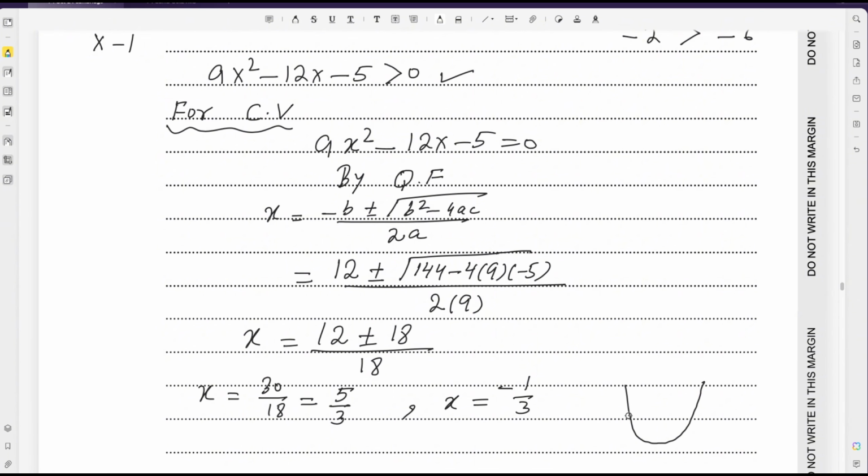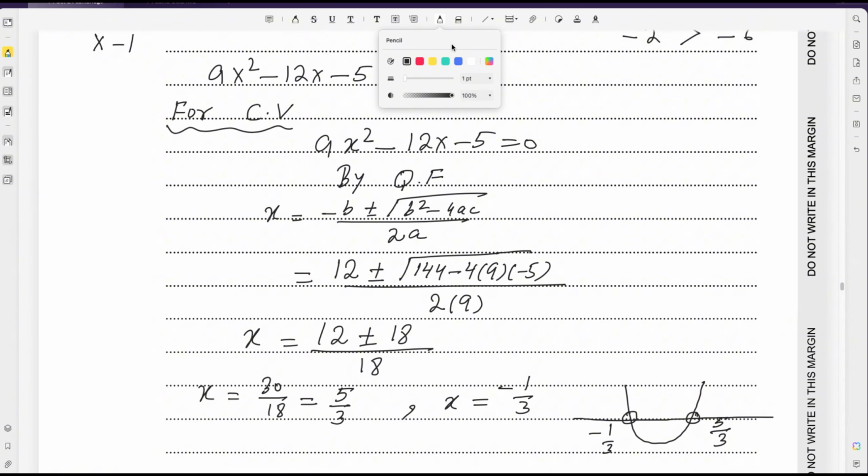One critical value is minus 1 over 3. Minus 1 over 3 will be on the left side, and positive 5 over 3 will be on the right side. Got it? So these are two critical values, and this is the x-axis line. Now look at this inequality. Our function is greater than 0.